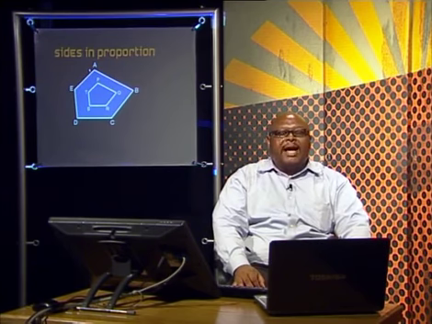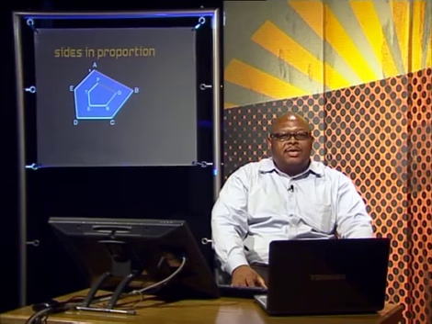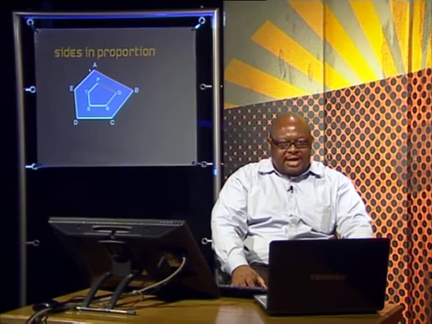Or you could say that they are in proportion. This means that the ratios between their lengths are equal. In other words, the ratio of AB to PQ is the same as the ratio of BC to QR. This is true for all the corresponding sides of the two polygons. If we wanted to write this mathematically, we could show the ratios as fractions.